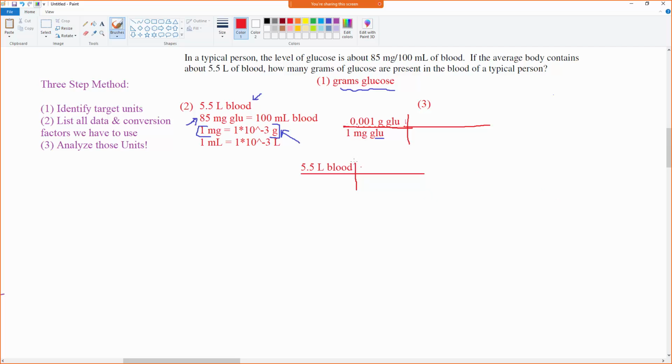Excellent. Okay. All right, we're going to do this both ways. But let's start with the 5.5 liters of blood. So now we have to get rid of blood because we don't even want blood. We just want glucose, right? So we've only got 4 pieces here, but we've got to figure out what's going to be the way that will help us cancel out our liters and our blood. What should we do next to get rid of the blood?